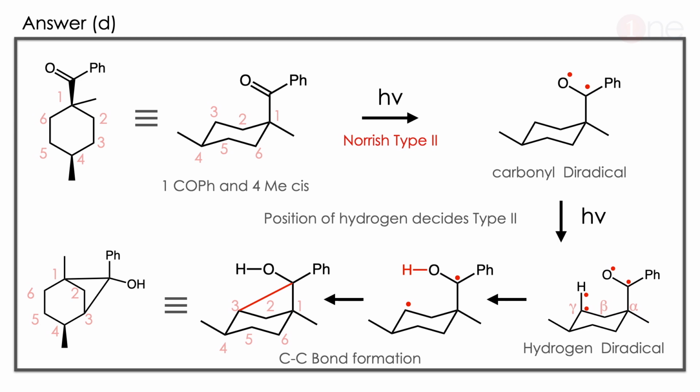The answer is D. Let us see how. The starting material is the ketone and we are using light. But here we rewrite the starting material in our convenient form. Then only we can understand the product very easily. So we rewrite it in the chair form where methyl and phenyl carbonyl are both above the plane and one methyl is below the plane. So obviously it's a Norrish type 2 reaction.